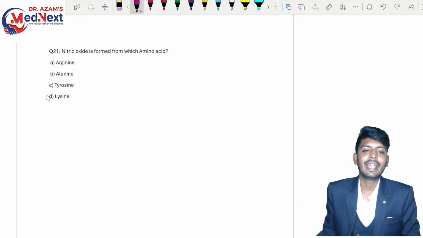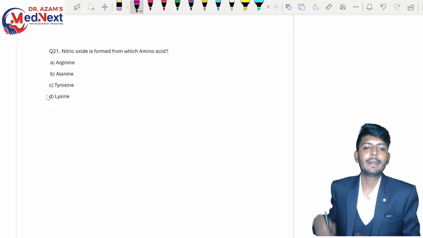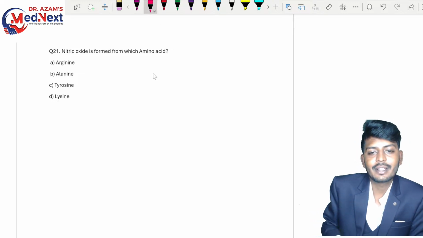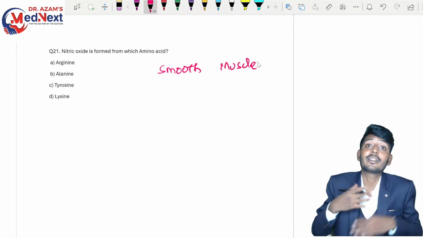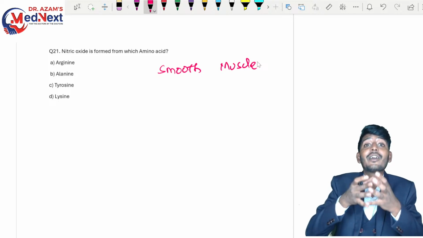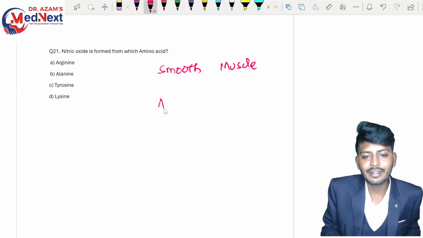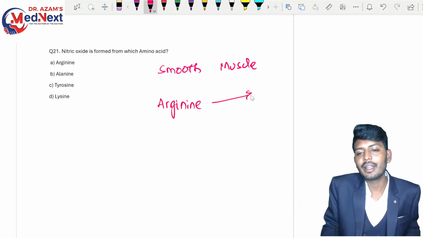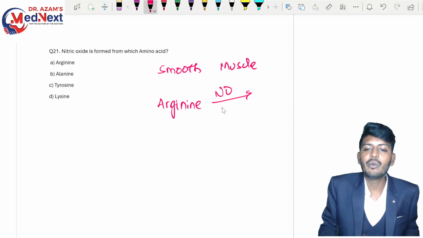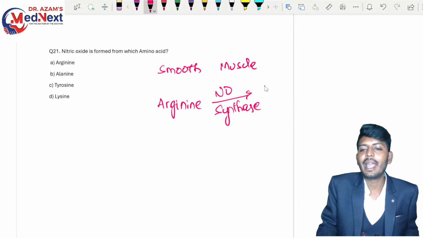Nitric oxide is formed from which amino acid? I just told you. We have a smooth muscle cell. In the smooth muscle cell, nitric oxide is produced. Nitric oxide causes relaxation of the smooth muscle. Basically we have an amino acid called arginine, which under the influence of the enzyme nitric oxide synthase forms NO.